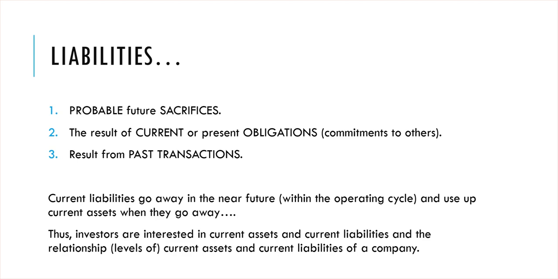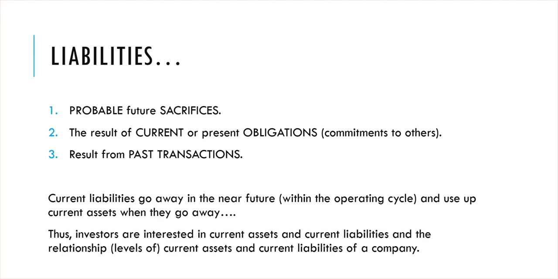And then the third one is a result of past transactions. So the last one is probably the most difficult thing for you to think about, but here is an example. You go out and you buy inventory, and you put the inventory on account. Well, what will you have to do in the future? In the future, you're expected to pay it off, right? And at present, if you take this inventory, when you receive it in, what do you have?